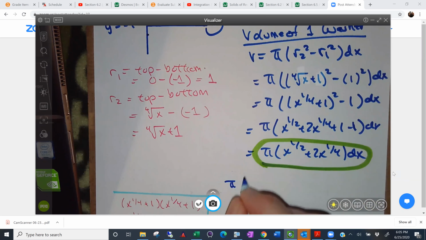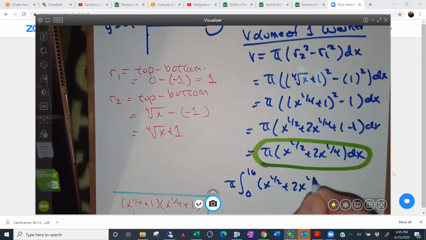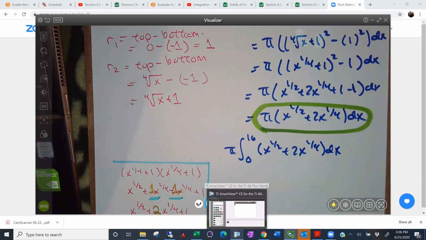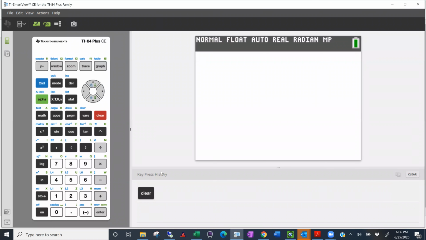That's going to be pi times the integral from 0 to 16 of x to the 1/2 plus 2x to the 1/4 dx, like that. Are you okay with that expression? Now, like I said, some of these I just have you set them up. That's the problem. Some of them I might set them up and say, hey, finish it off with numerical integration.